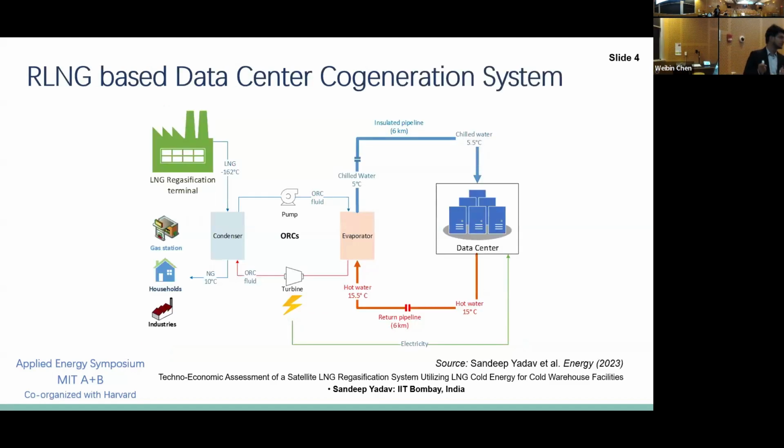So this is one work that we have already done. This work is for utilizing that LNG cold energy for a 5 MTPA plant. 5 MTPA stands for 5 million metric tons per annum, to cool a data center of around 5,000 racks. So that can save around 35 megawatt of electricity. That can potentially be used to cool the data center with the utilization of that cold energy.